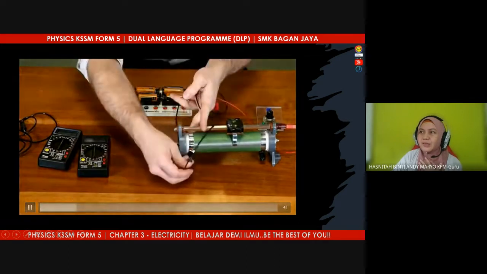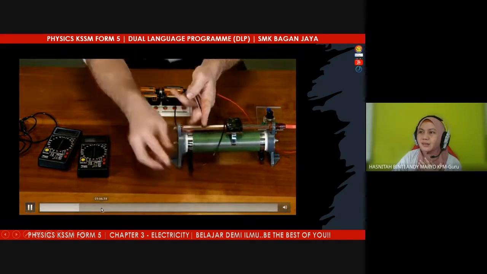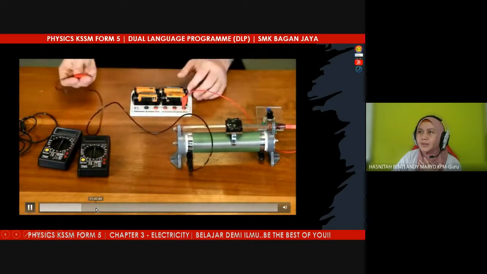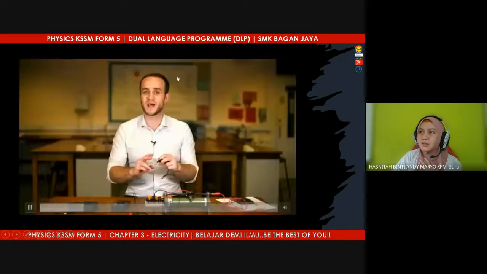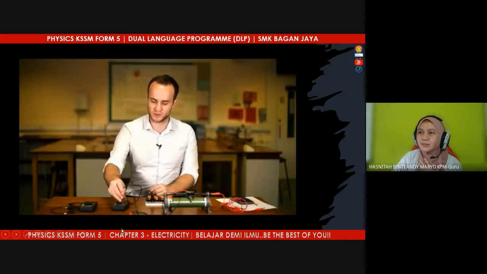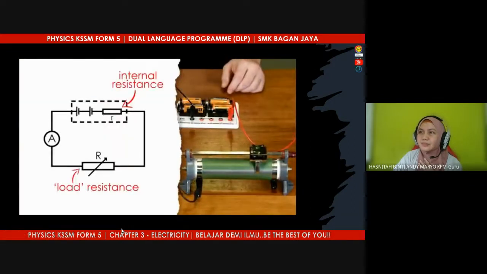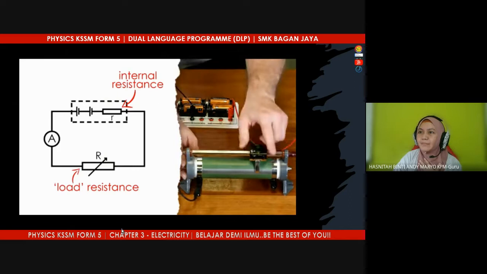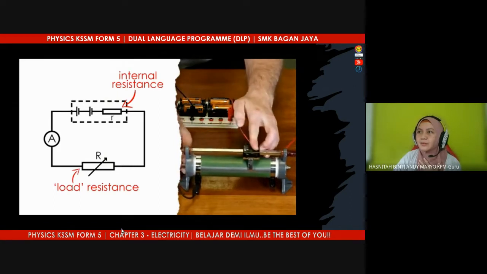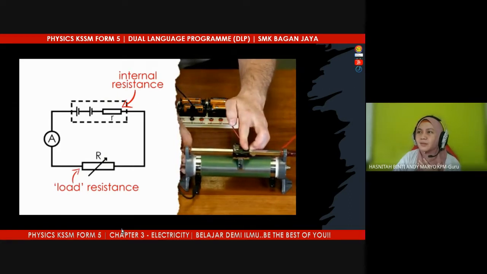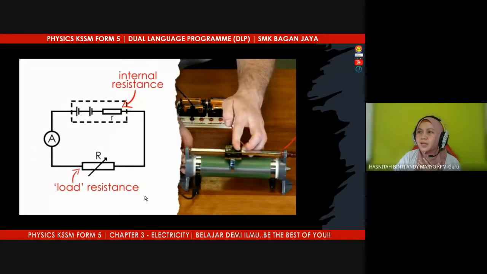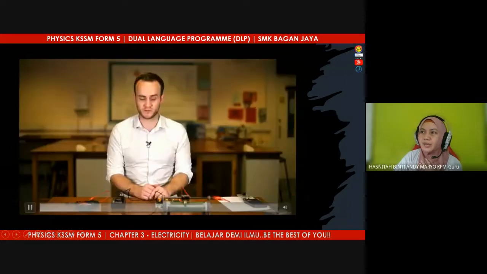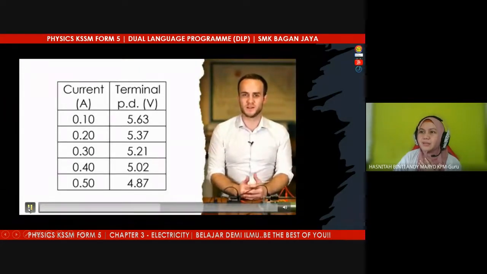So this is the rheostat. This is the source of EMF. He is now adjusting the rheostat to control the current flow through the circuit. And this is the example of the result he determined from it.